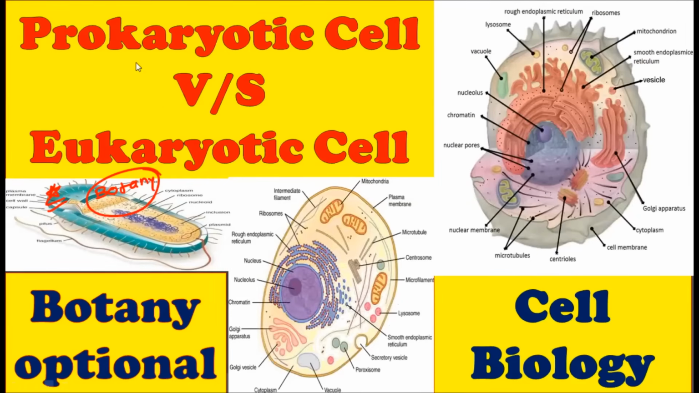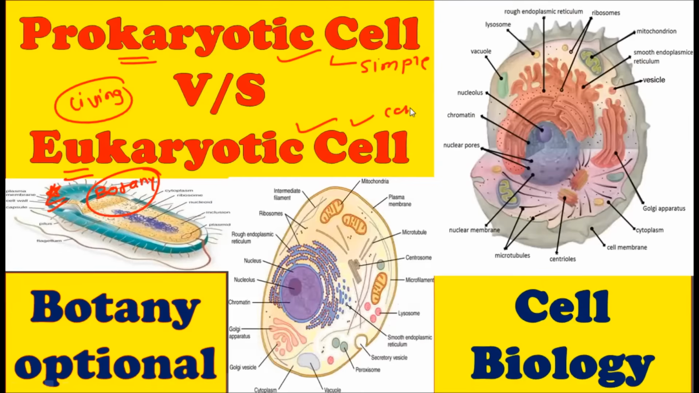In today's video, we are going to see the differences between the prokaryotic cell and the eukaryotic cell. As you know, the living world is often divided into two types of cells, that is the prokaryotic cells and the eukaryotic cells. The prokaryotic cells on the one hand are the simple cells, while on the other hand, the eukaryotic cells are more complex cells. So in this video, we are going to focus only on the differences between the prokaryotic and the eukaryotic cell.